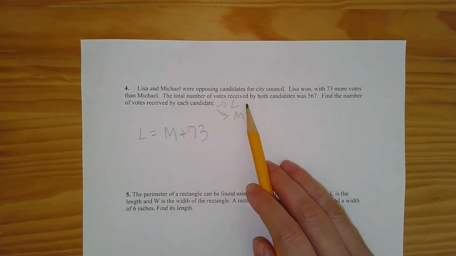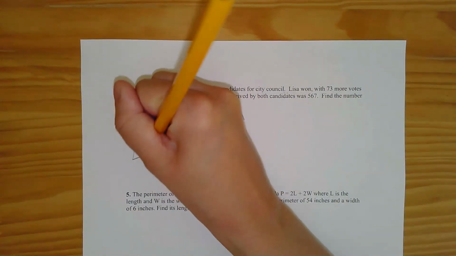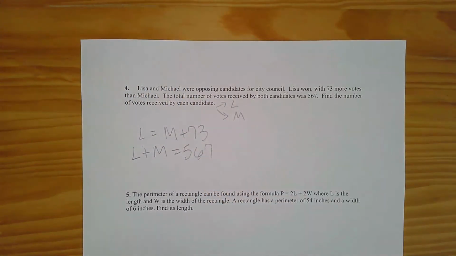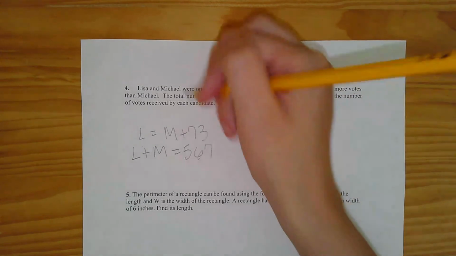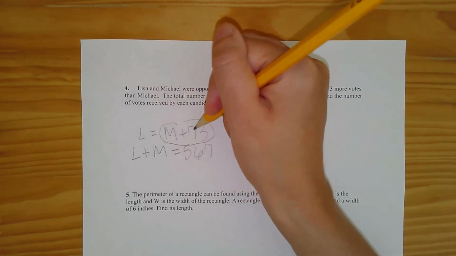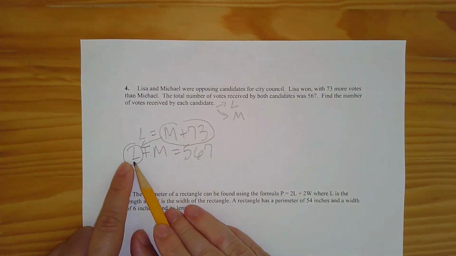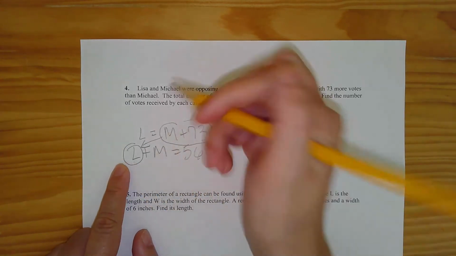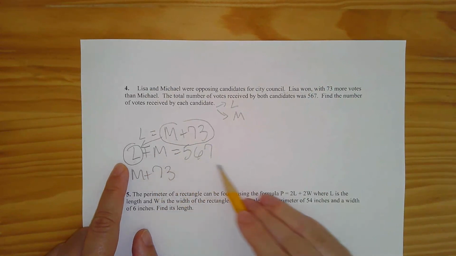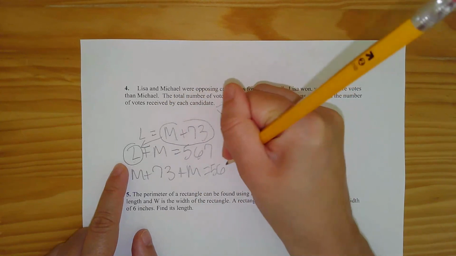The next sentence says that the total number was 567. So total would be addition, that's L plus M equals 567. Now we have both of our equations. If you want to substitute to get one equation, L is equal to M plus 73. Here's the L over here. So I can put that in right where the L is. So my new equation will be M plus 73. Then the rest of it stays the same, plus M equals 567.